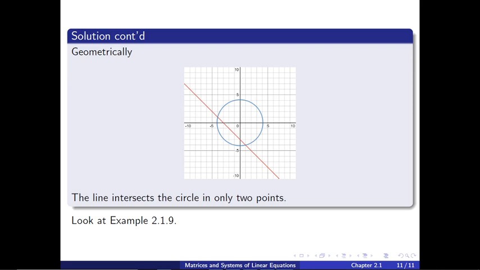So go and look at example 2.1.9 in the textbook. It is another system of nonlinear equations, and it's going to have 4 solutions. So go and explore it there. Thank you. That is all for the first lecture.